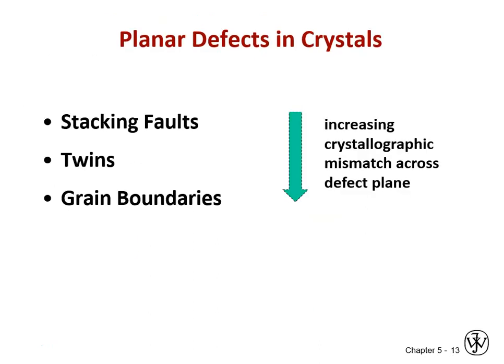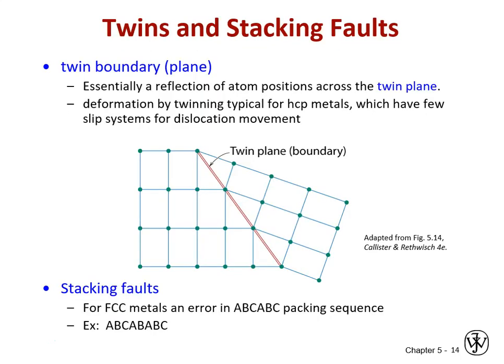So moving on to planar defects. These are 2-dimensional defects, planes and surfaces within a microstructure. There are, again, 3 different flavors, and as we go from stacking faults to grain boundaries, we are increasing crystallographic mismatch across the defect plane, and we are increasing energy. So a grain boundary is a higher energy 2D defect than a twin or a stacking fault.